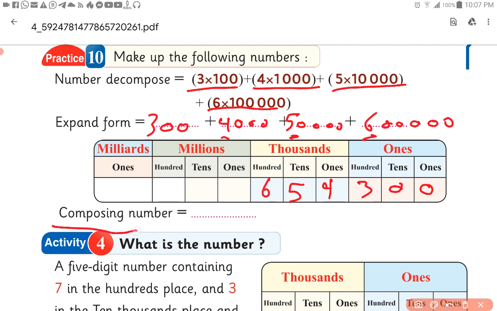The composing number is 654,300. Reading the number together: 654,000 and 300. That's okay.